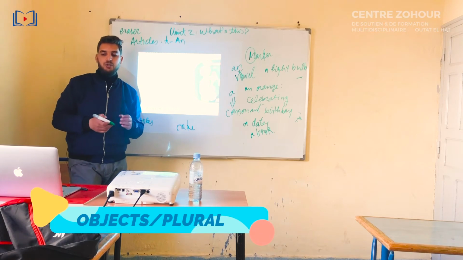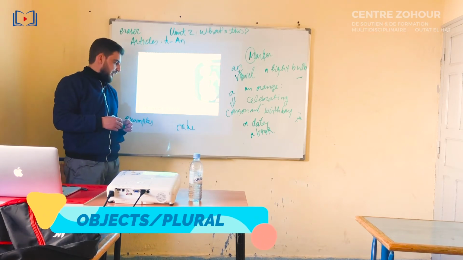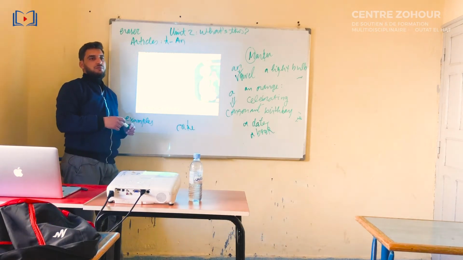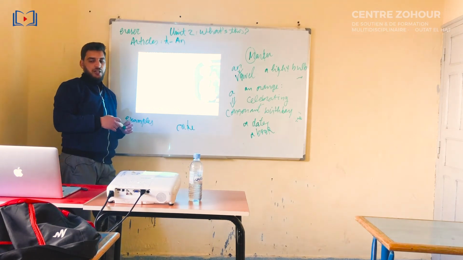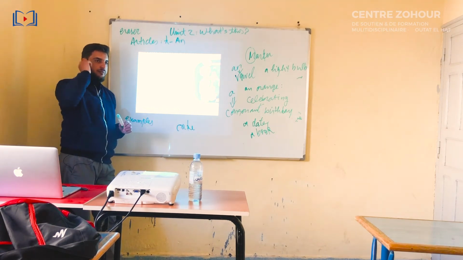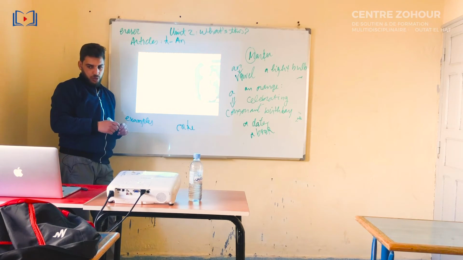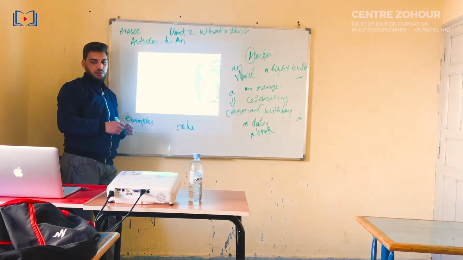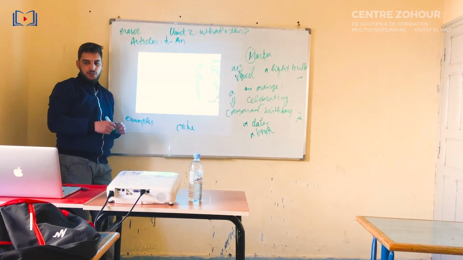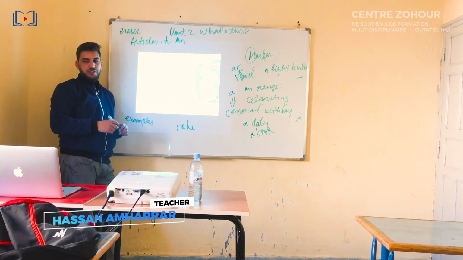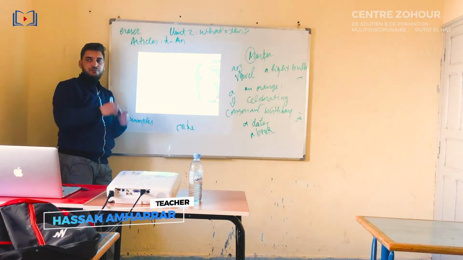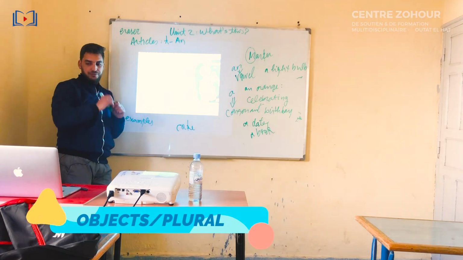شنو هما الأشياء اللي كيهضروا عليهم؟ What are the things that they are talking about? Scarf. Yes, a scarf. Earrings. Okay, so earrings. Books. Box. Yes, box. صندوق. Scarf. عرفتوا شنو هي scarf? Scarf. Okay. So scarf.